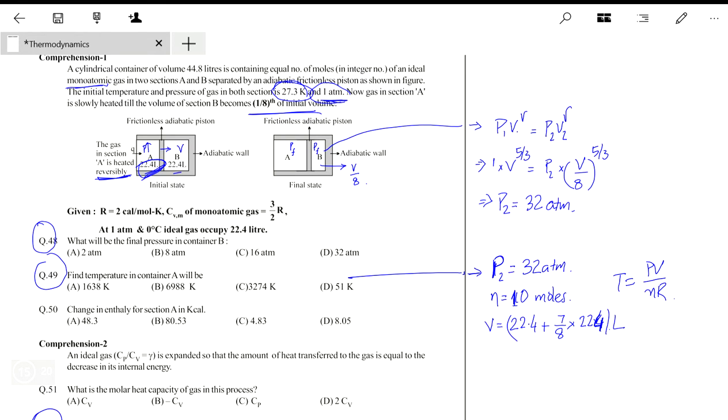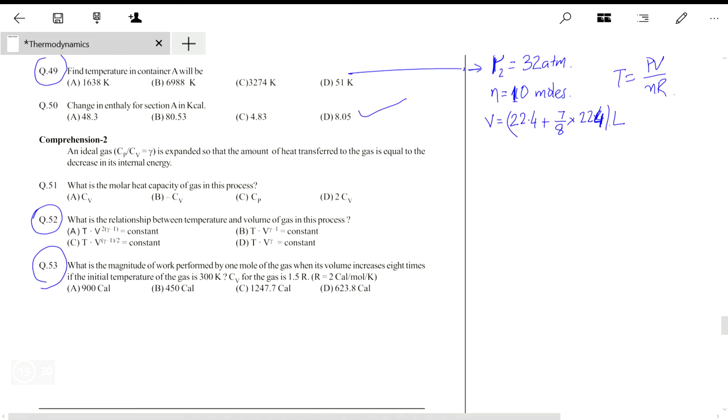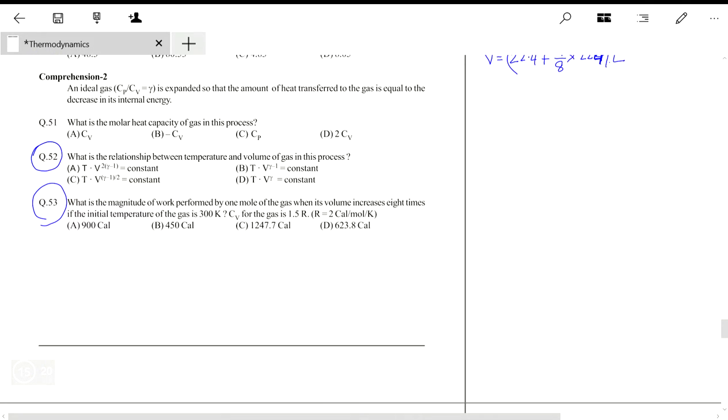Now once you find out the final temperature, the change in enthalpy can also be calculated. Right. Okay. Now the next comprehension is comprehension 2. It says an ideal gas is expanded so the amount of heat transfer to the gas is equal to decrease in its internal energy.